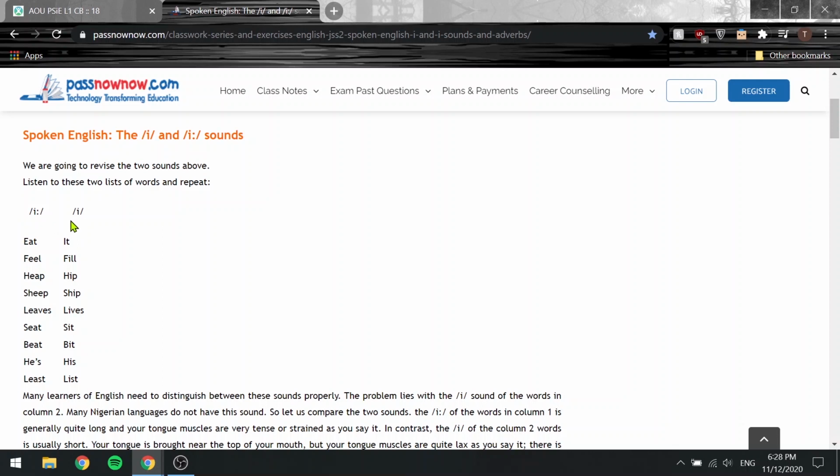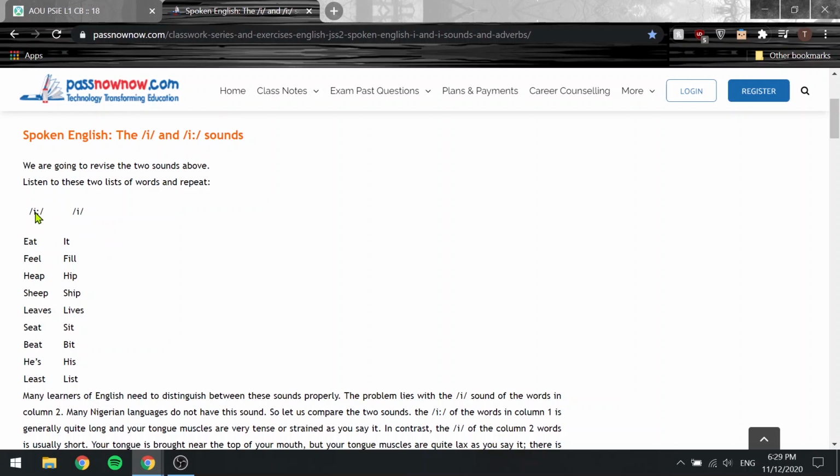Okay, what about this one? This I looking one. It only has an I, so it's usually written with an I, by the way, but it's pronounced as it. So think of it, fill, hip, ship, lives, sit, bit, his, list. This is how this vowel sound is pronounced. Okay, so it's written as I, but this is not an I. Okay, it's pronounced as it. This is a symbol. This is not I.